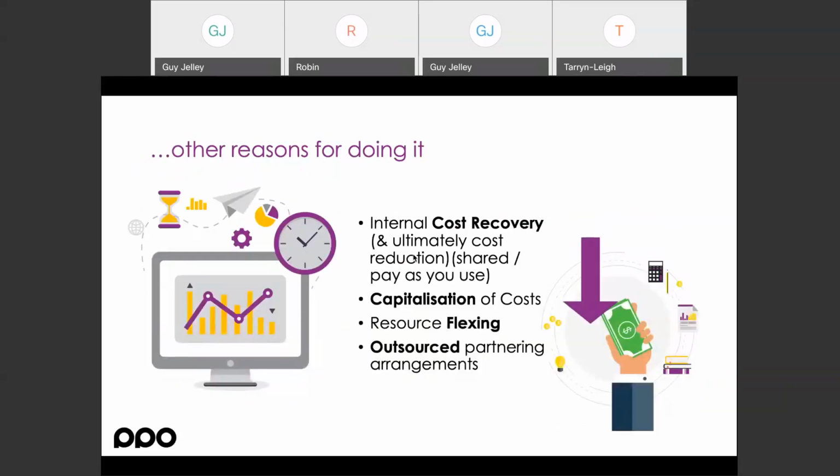There's various reasons other organizations have done it. I haven't covered all of them. Cost recovery of the project managers is one. Capitalization of resource costs, so the CFO needing to actually have all the evidence around the capitalization of the time spent on projects. And then a lot more organizations I'm working with and seeing have flexible resourcing and outsourcing partners.